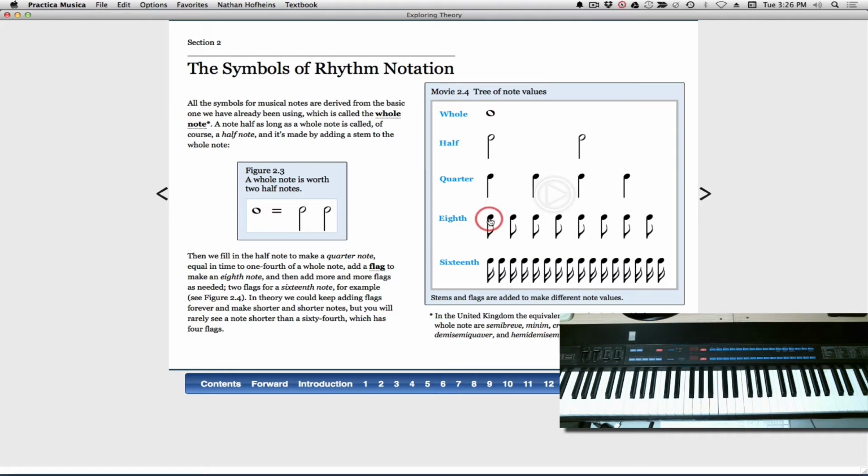And then an eighth note looks like a quarter note, and then it's got this little thing called a flag. Okay, so you've got the note head. That's called the note head. This is called the note head. Here's the stem.